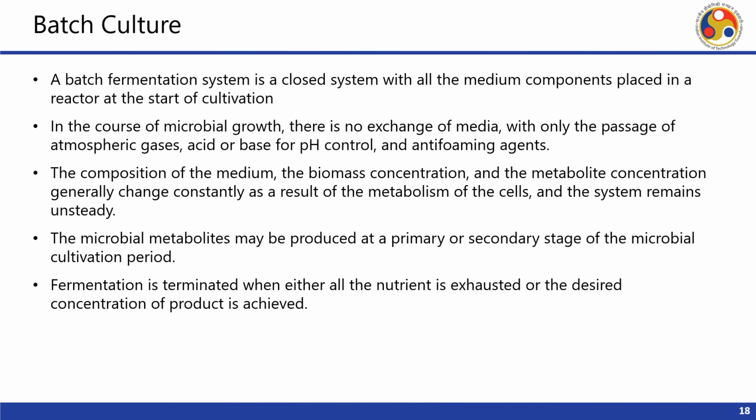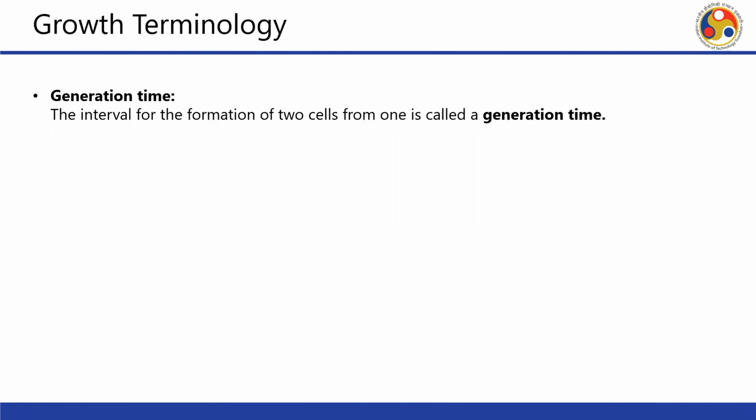Fermentation is terminated when either all the nutrient is exhausted or the desired concentration of product is achieved. Batch cultures are essential for the study of growth kinetics. Now, let us discuss some terminologies, like generation time.